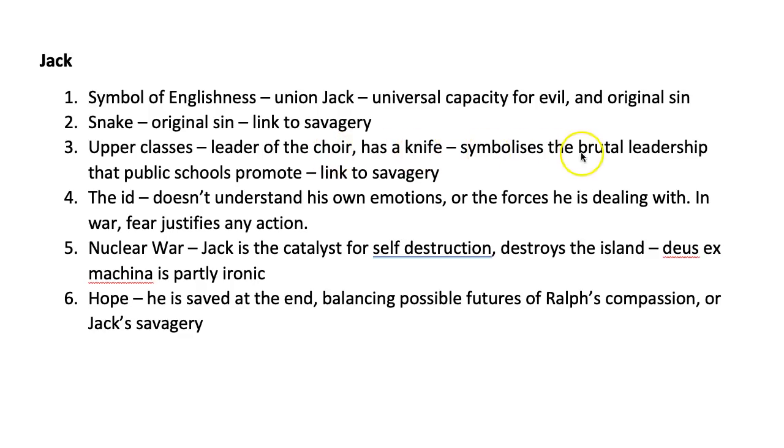And so this symbolises the brutality of leadership that public schools promote. Remember, all these boys have come from empire. They haven't come from schools in England. They're all being educated abroad. That's why they end up on this particular island. So they're all part of that imperialist establishment. They are conquerors. They are the children of leaders who, if you like, suppress and oppress the peoples that they govern. So again, that links savagery to Englishness as well as to human nature.